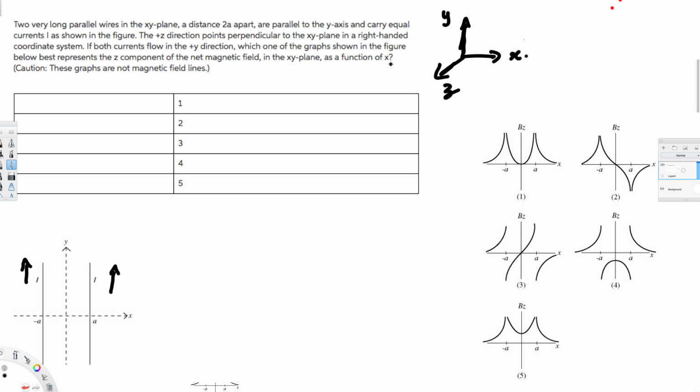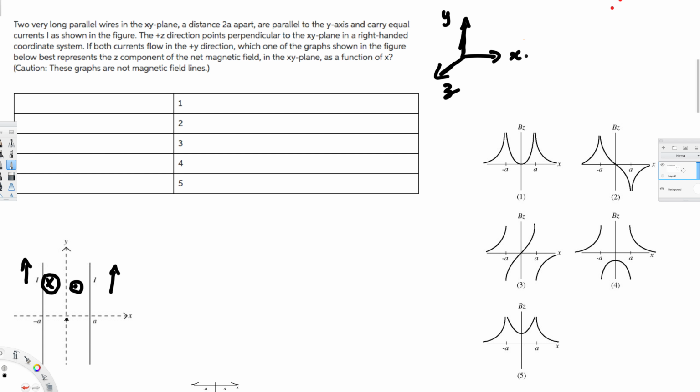Which one of the graphs shown in the figure below best represents the z component of the net magnetic field in the xy plane as a function of x? Let's see how we can find it. First of all, we are going to use the right-hand rule. If you point your fingers toward this current's direction and curl them, you will see this comes out of the page, so this is a dot. For this other one, the field goes into the page, right?